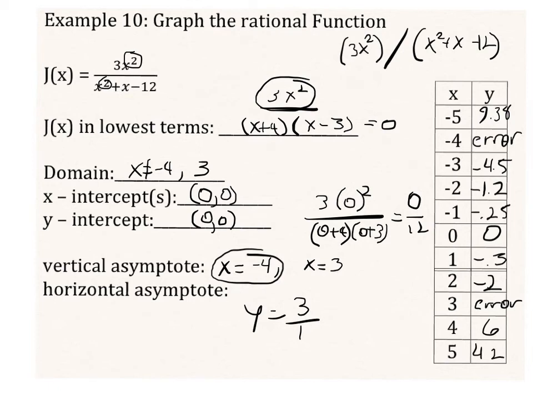Alright. So, we're going to go plot those points and draw our vertical and horizontal asymptotes. Okay, so our graph here, our vertical asymptotes are at negative 4. I'm going to use the actual grid lines this time. And actually, I'm going to make the asymptotes red, like last time. So x equals negative 4. X equals 3.